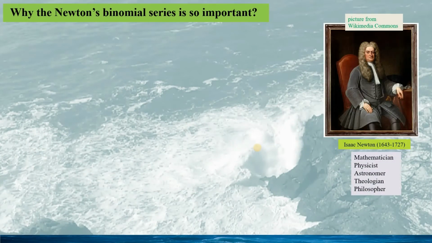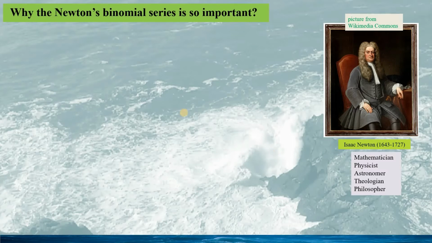Isaac Newton was a mathematician, physicist, astronomer, theologian and natural philosopher who is widely regarded as one of the most influential scientists of all time and a key figure in the scientific revolution. Newton is one of the greatest mathematicians in history. As a mathematician, Newton is famous for his invention of calculus.